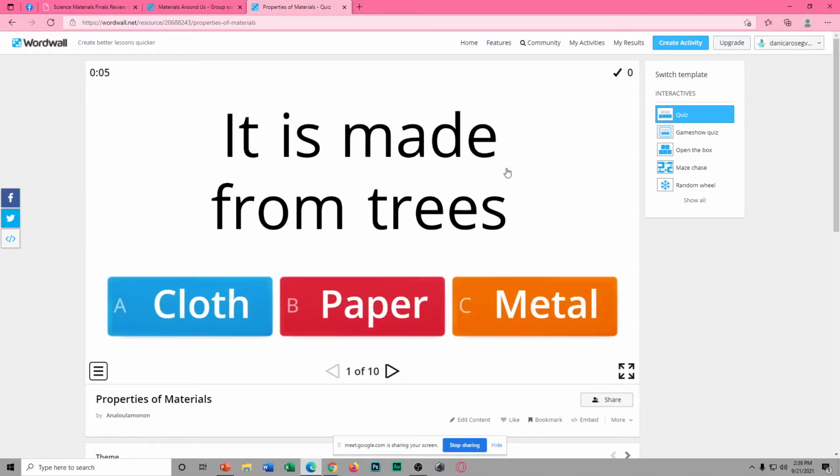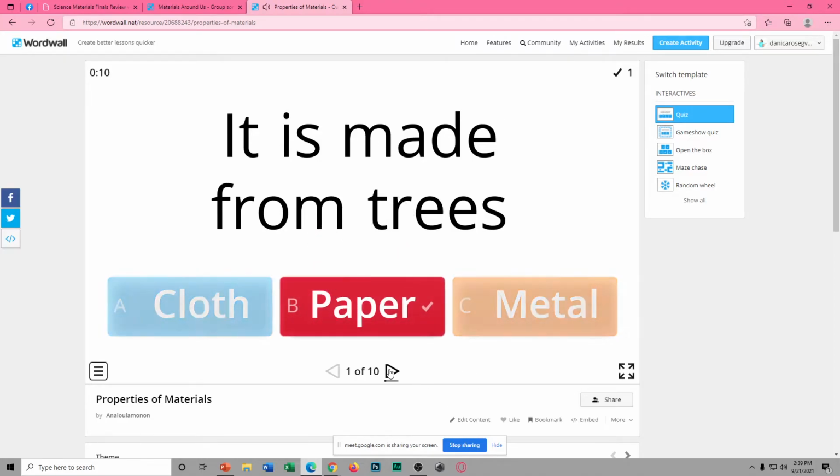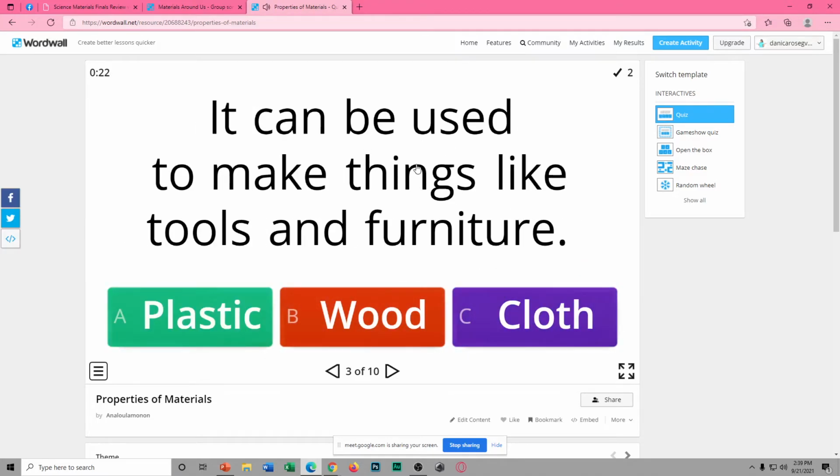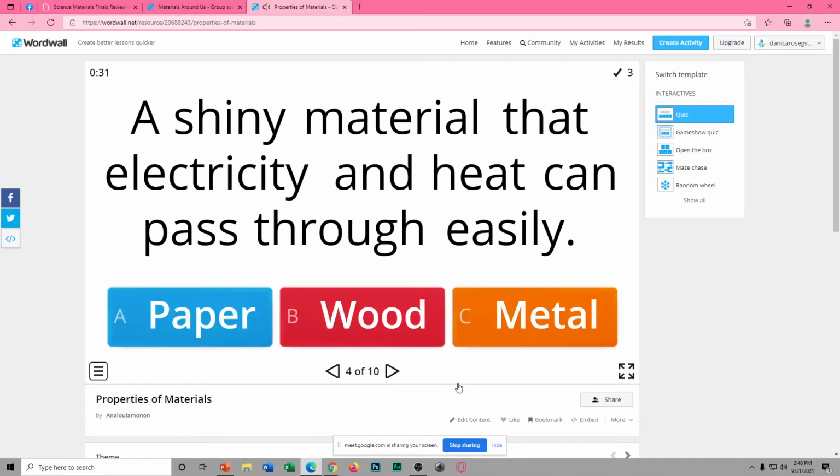Number 1, it is made from trees. Is it cloth, paper, metal? Paper. It is made from both natural and man-made materials. Cloth. It can be used to make things like tools and furniture. Wood. Yes. A shiny material that electricity and heat can pass through easily. Metal.